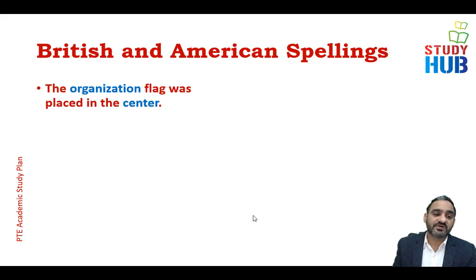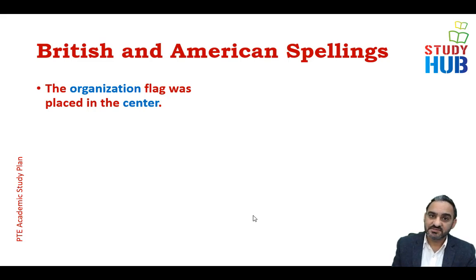For example, you want to write the organization flag was placed in the center. Now the word organization can be written with Z. It can also be written with S. The word center can be written with ER, also written with RE. Organization with Z is American. Therefore, you have to write the American form of center, which is ER.